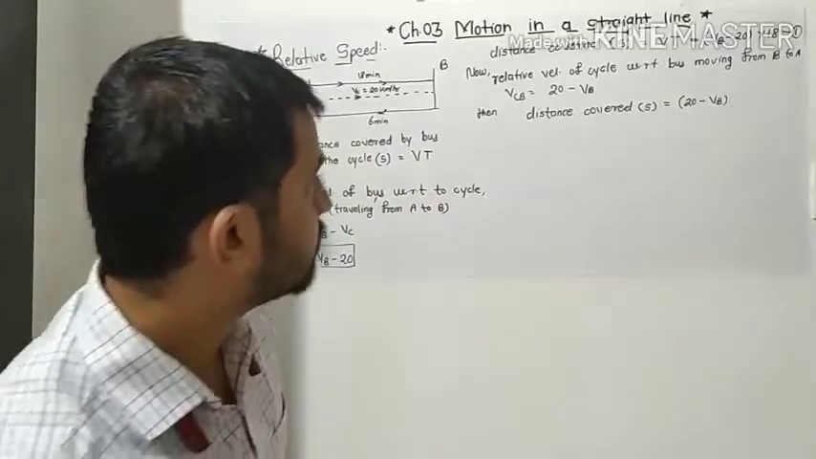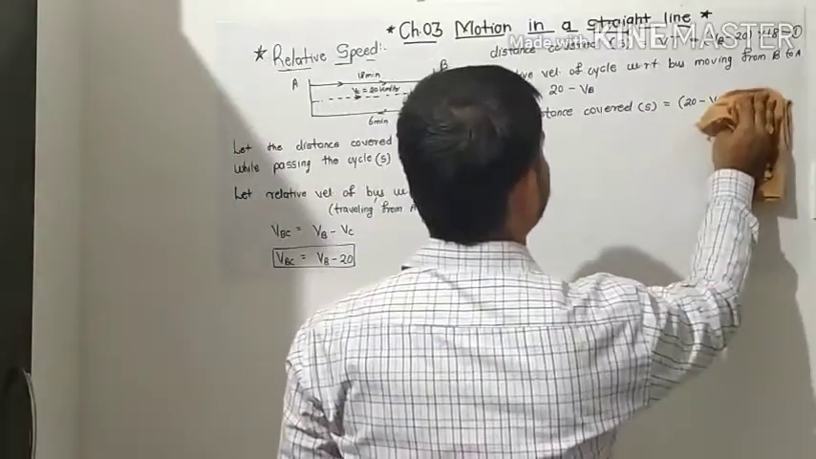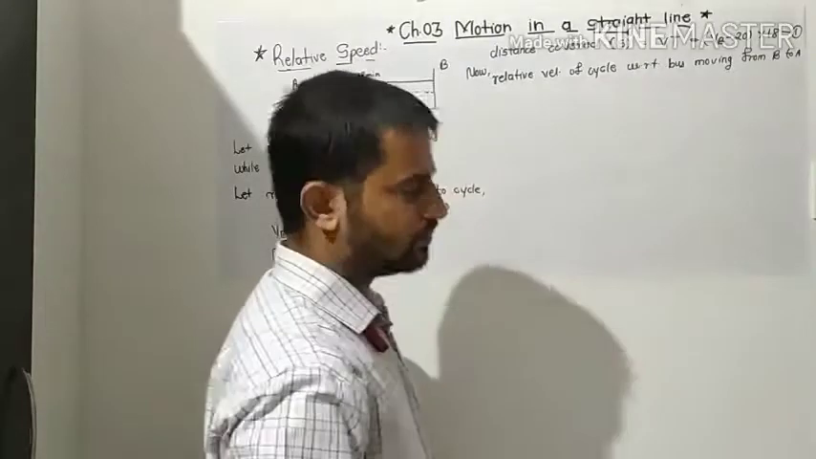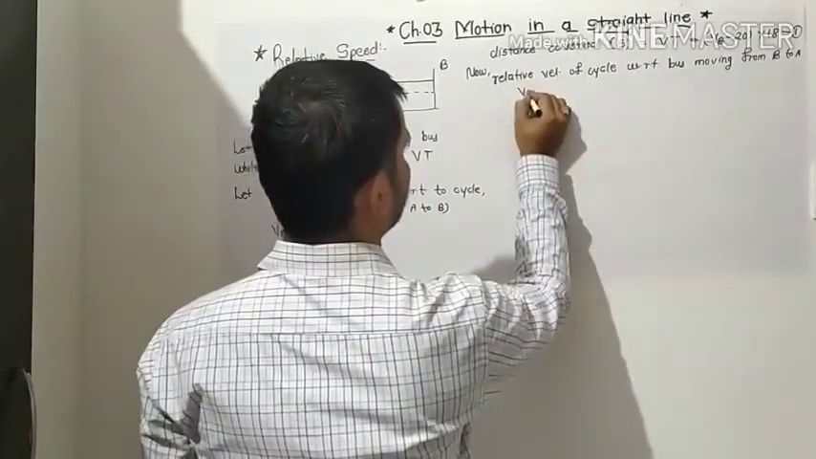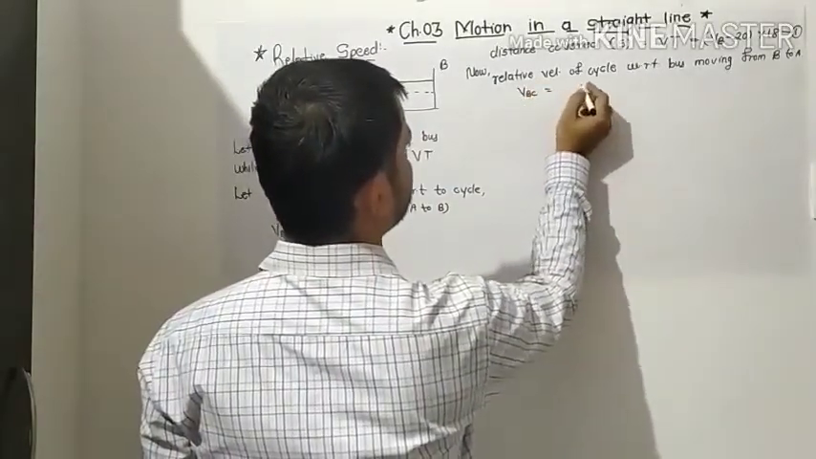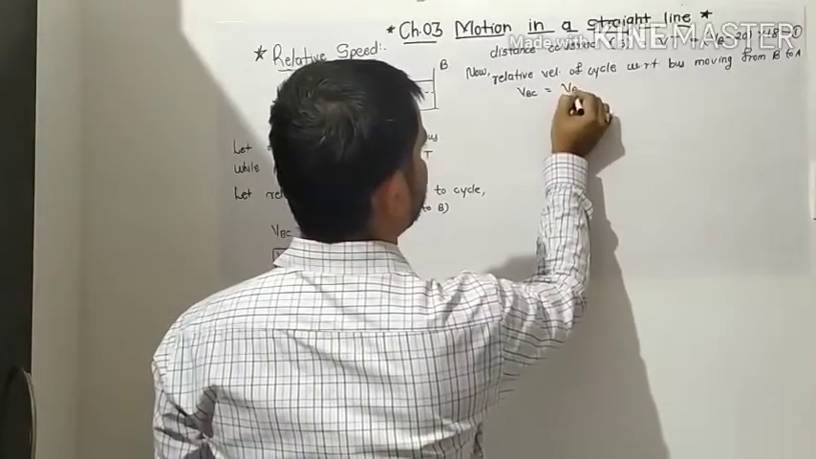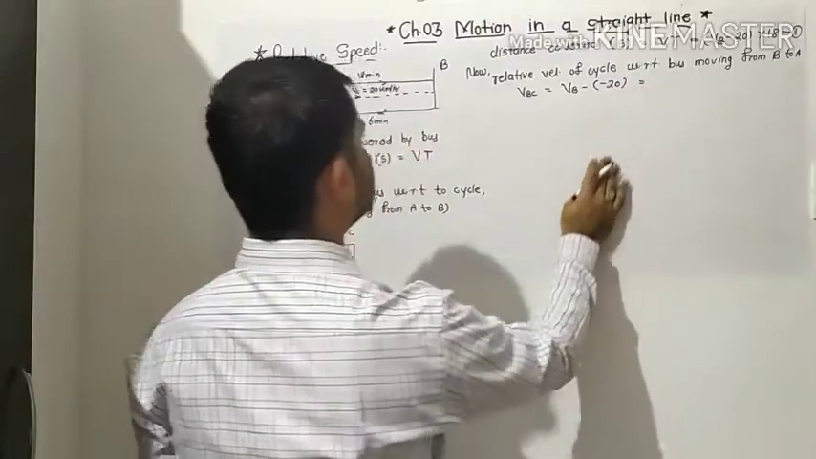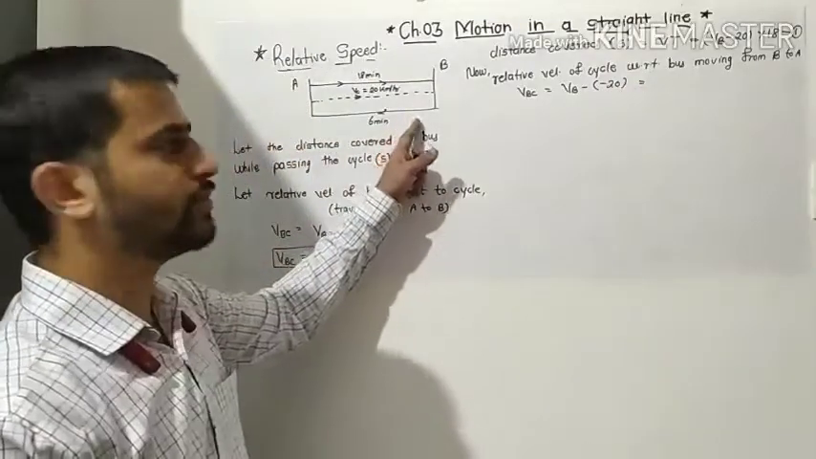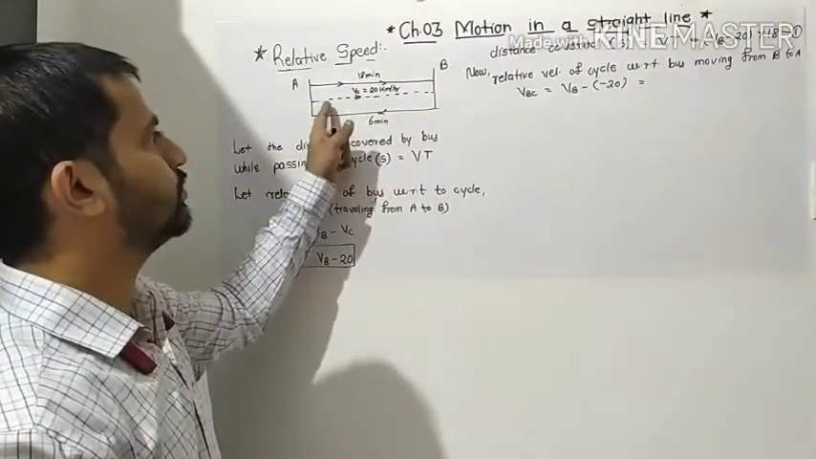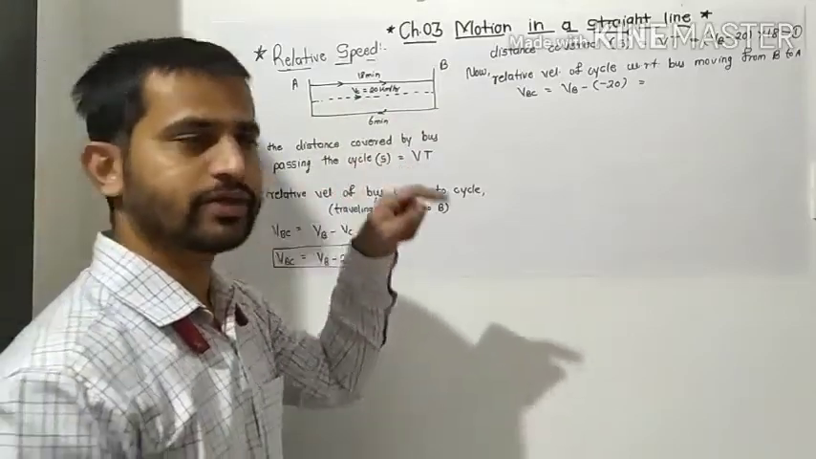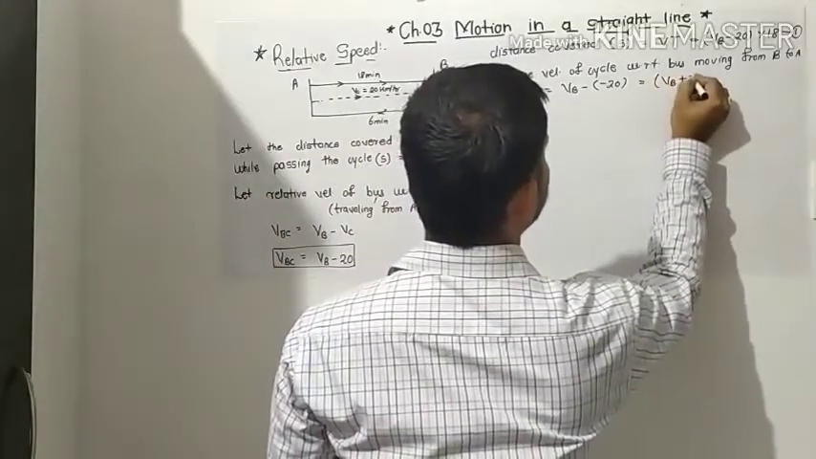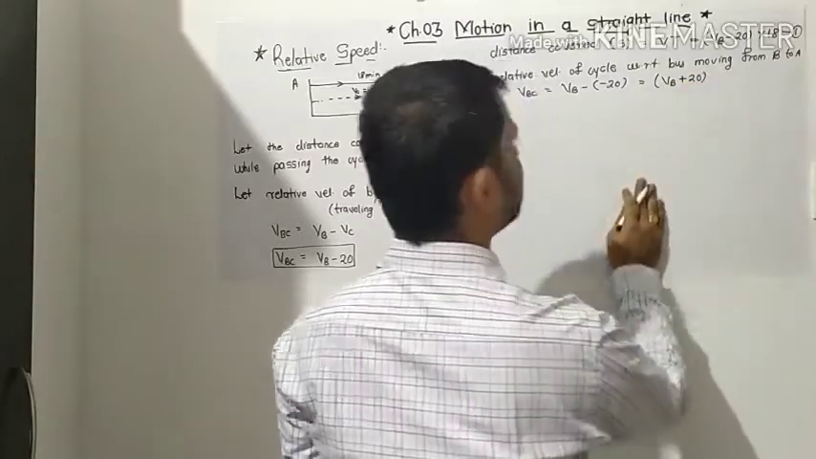Okay, we have to consider cycle with respect to bus, so we have to write here VBC is equal to velocity of bus minus 20. Why minus 20? Because it is in the opposite direction. Bus is moving from B to A and cycle is moving from A to B. So that's why we have to consider here VB plus 20. Okay, it will be VB plus 20.